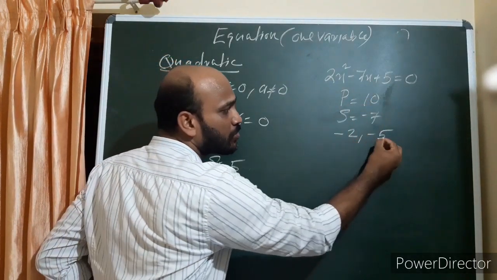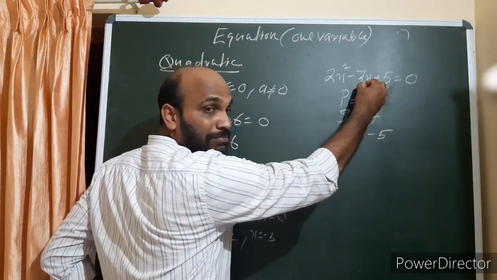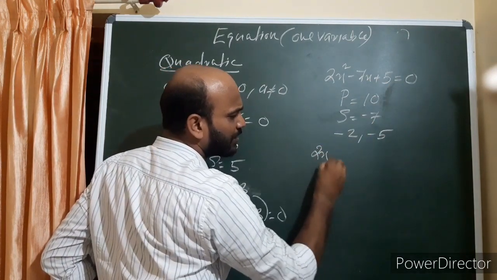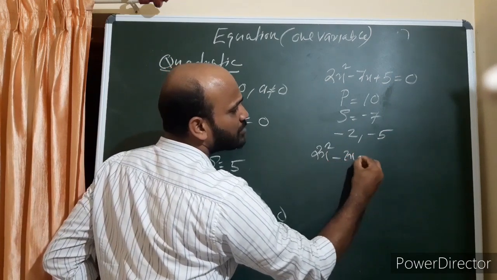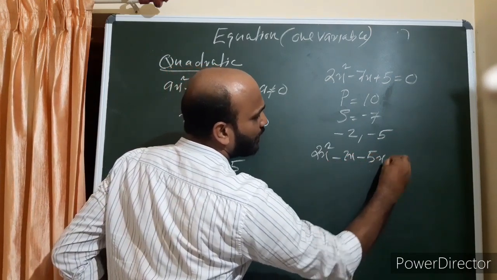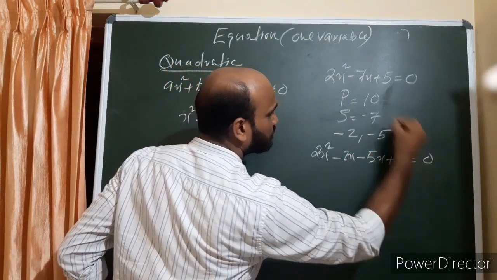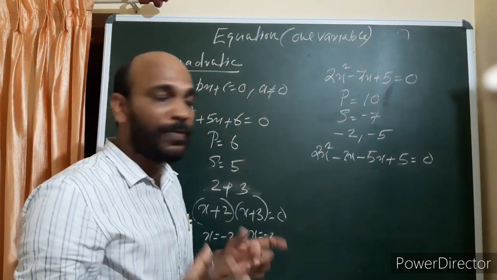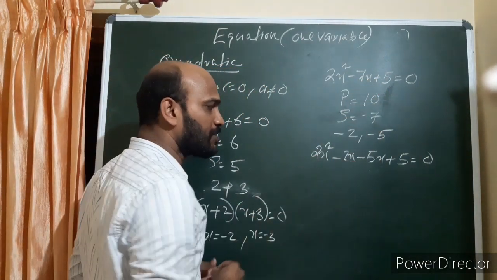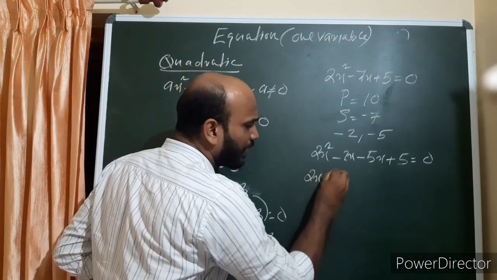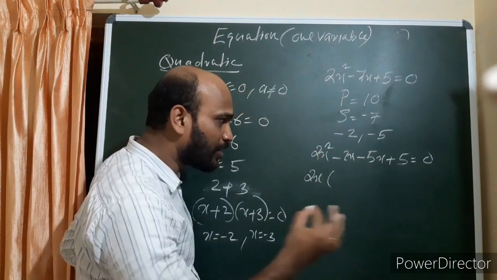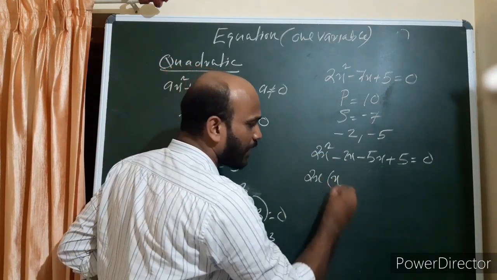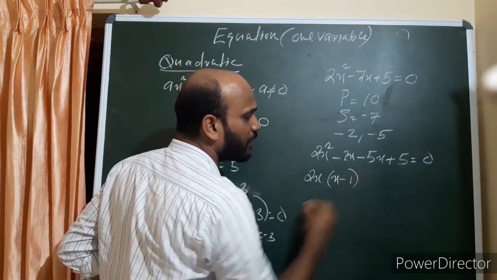Now by using these two numbers, we have to split middle terms. So that we can write as 2x square minus 2x minus 5x plus 5 equal to 0. Now you have to find common terms from first two terms. So 2x is common in first two terms. So we can take 2x as common. So remaining terms will be x minus 1.